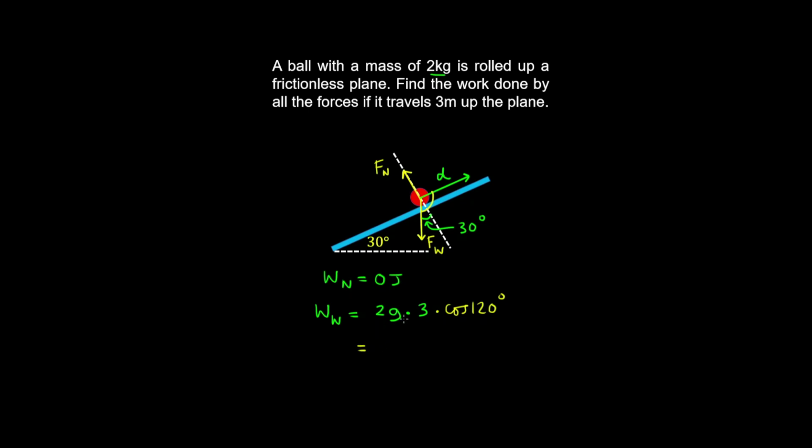So what we obtain is 2g by 3 by minus a half, or minus 3g joules.